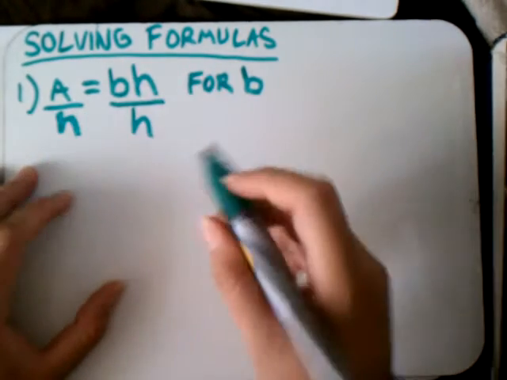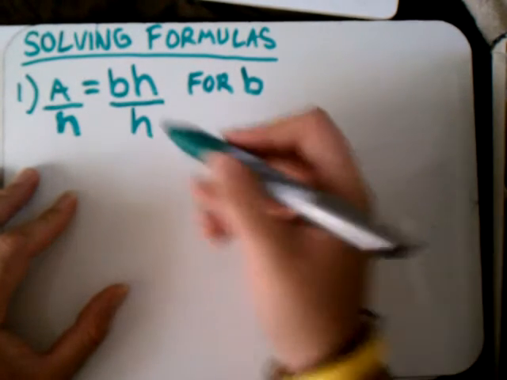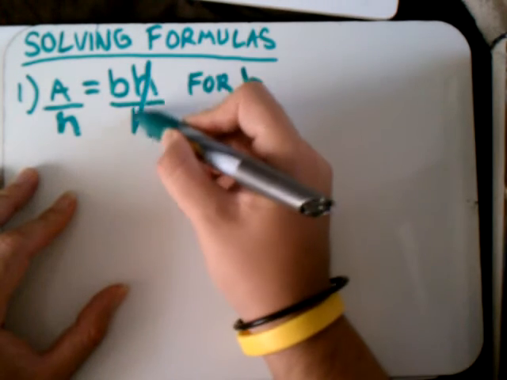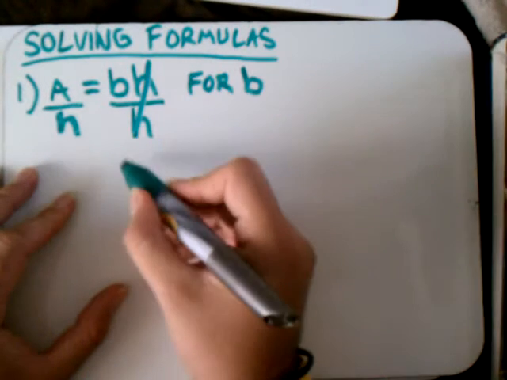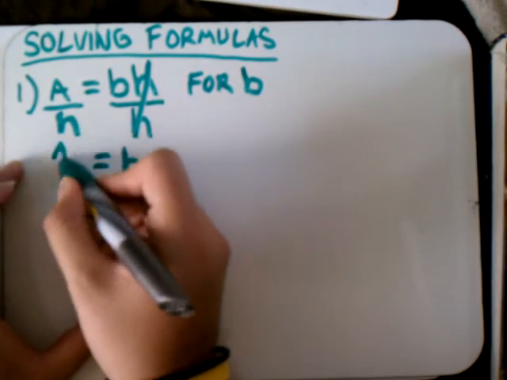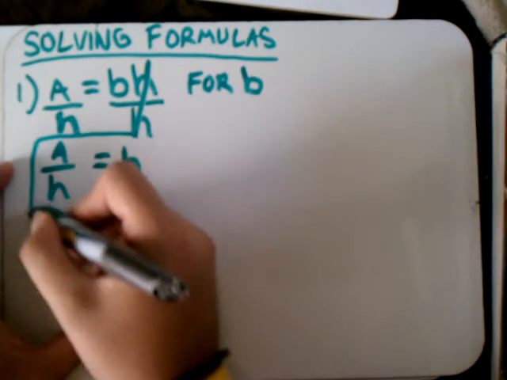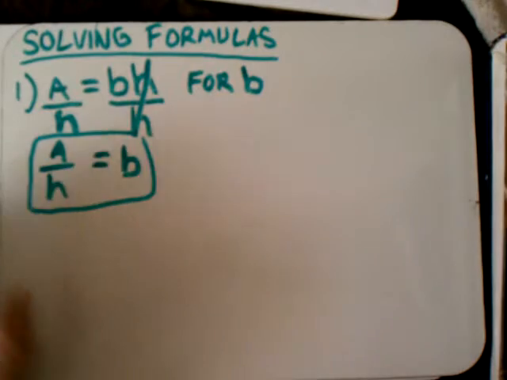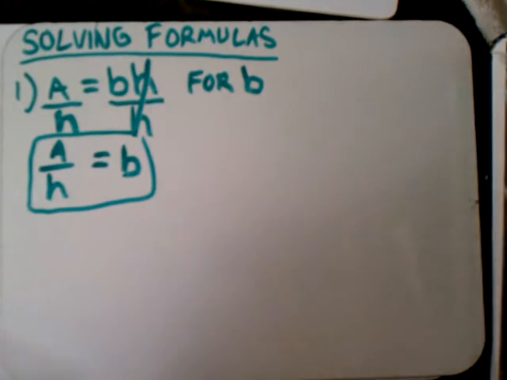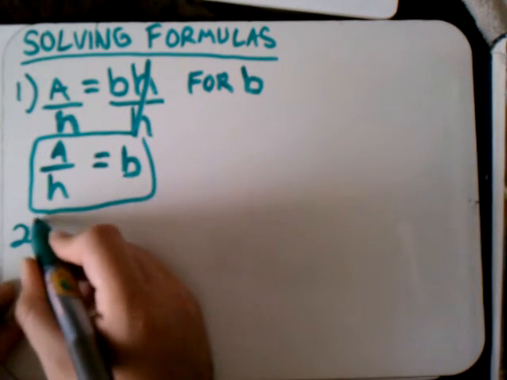And of course, what happens when you divide by the same number or by the same variable is that variable cancels out. So now on this side you have B equals A over H. Once the variable is by itself, you're done. Okay? Let's do example number 2.